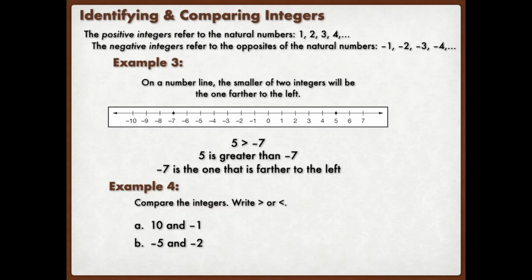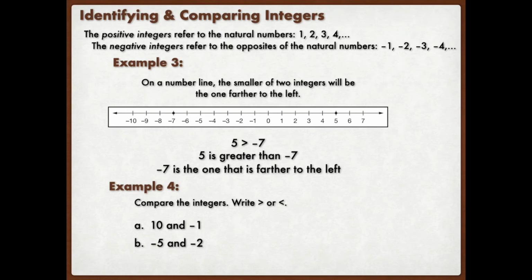Now, specifically identifying and comparing integers. The positive integers, we already said, are natural numbers 1, 2, 3, 4. And then our negative integers are going to be the opposite of those. So on a number line, the smaller of two integers will always be to the left. So if we have -7 and -5, which one is going to be smaller? It's going to be the one further to the left. So -7 would be further to the left than -5.